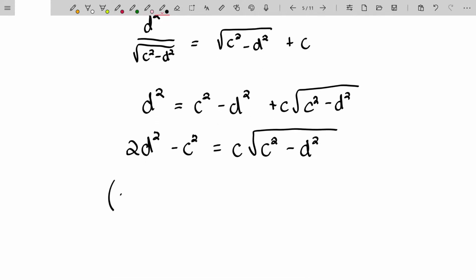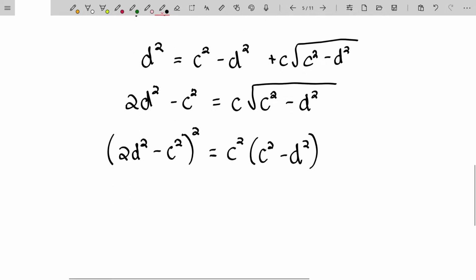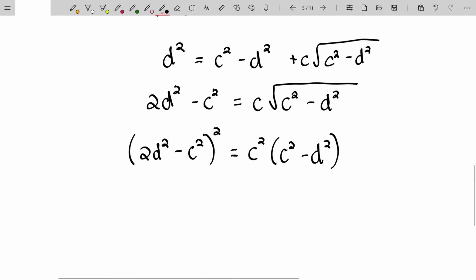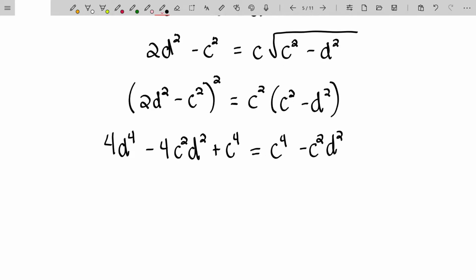So squaring both sides, we get (2d squared minus c squared) squared is equal to, squaring the right-hand side, c squared times (c squared minus d squared). This is, trust me, a lot easier than using that 26.7 divided by 3. So you can see the algebra is a little bit heavy here. Multiplying out the left-hand side, you get 4d to the fourth minus 4c squared d squared, and then plus c to the fourth. And on the right-hand side, you get c to the fourth, very convenient, minus c squared d squared. The c to the fourths cancel beautifully.